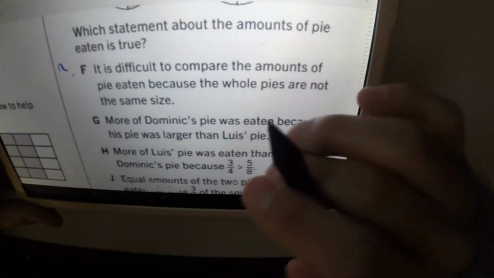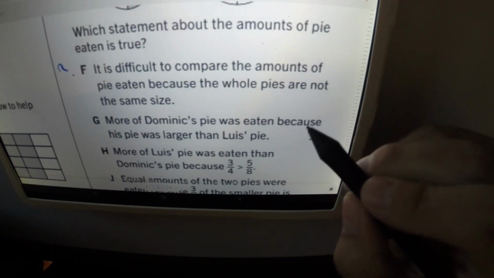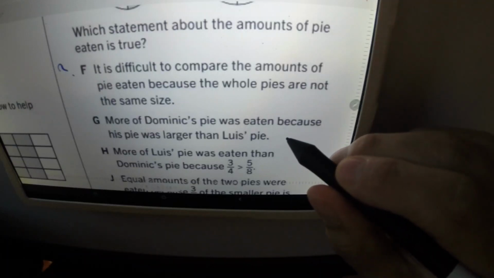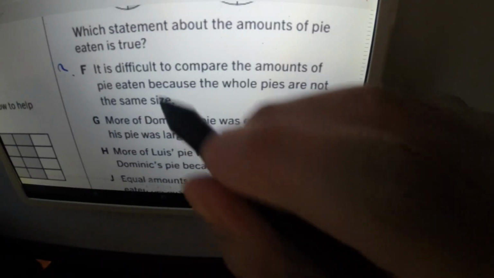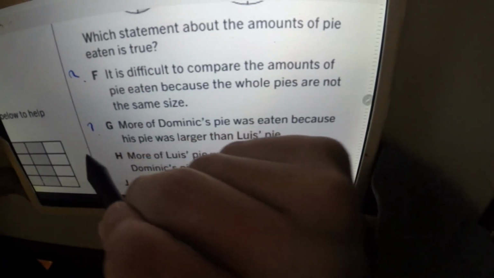G says more of Dominic's pie was eaten because his pie was larger than Luis's pie. Again, that might be true, but we don't know that because again, we don't know the depth, how thick the pie is. So question mark. We don't know that for sure.